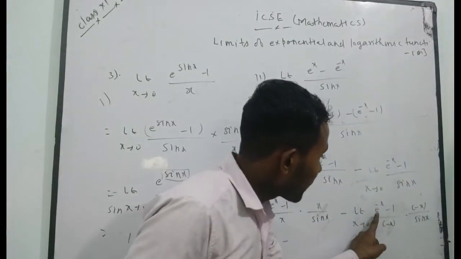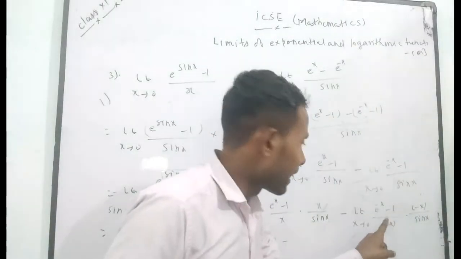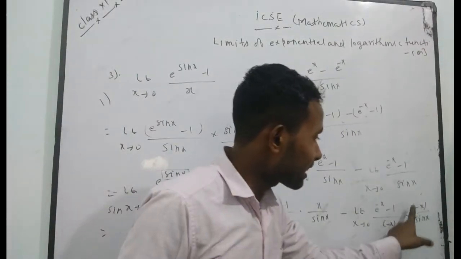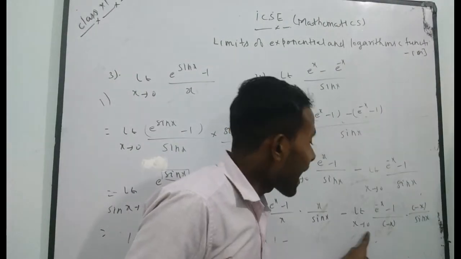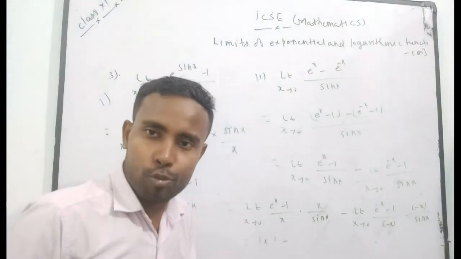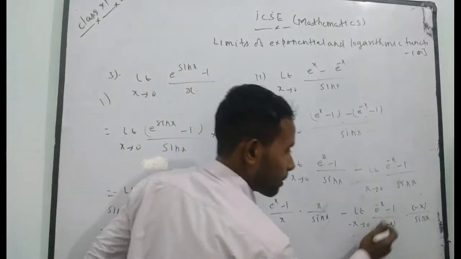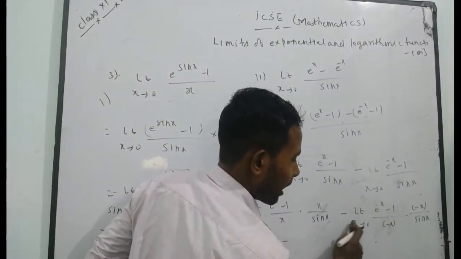According to this formula, e to the power minus x. See here, there is minus x in the exponent, so you also have to take a minus in the denominator. So I have taken minus x here as well. Now, if x approaches 0, then minus x also approaches 0. So you can take minus x. In that case, what does it become?